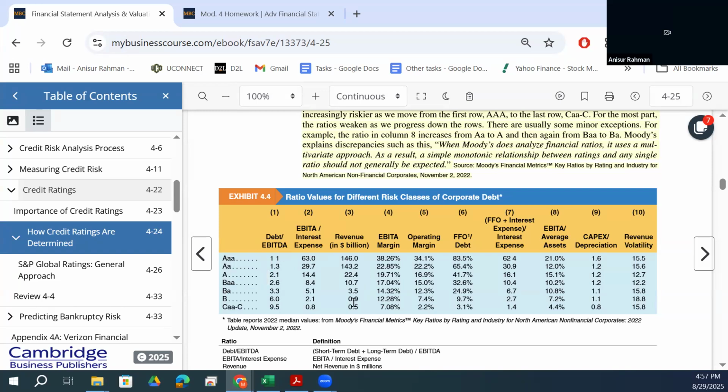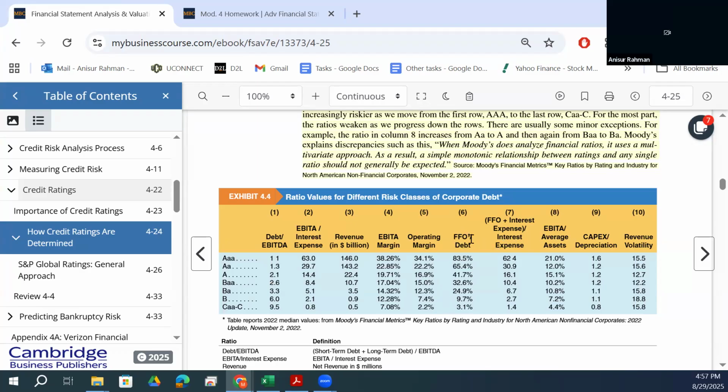Similarly, when a company has higher sales revenue, the rating increases. EBITDA margin is also better the higher the value of this ratio, so as it increases, the rating increases. Operating margin, again, this is EBIT over sales, right? Again, a higher value means it is better. So as the value increases, the rating increases.